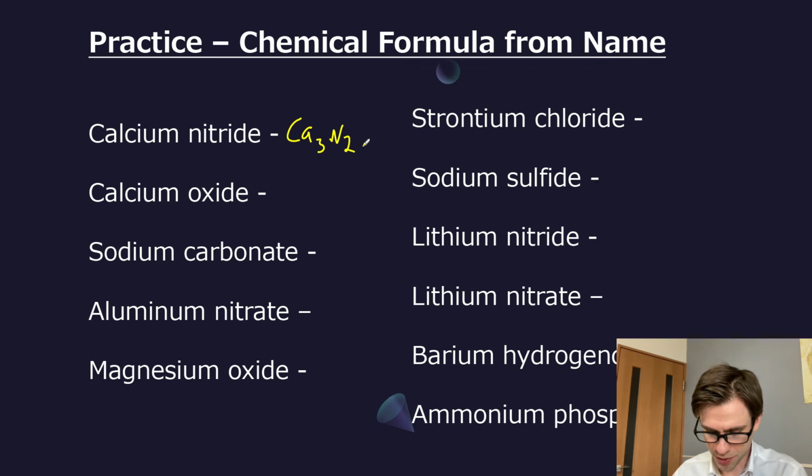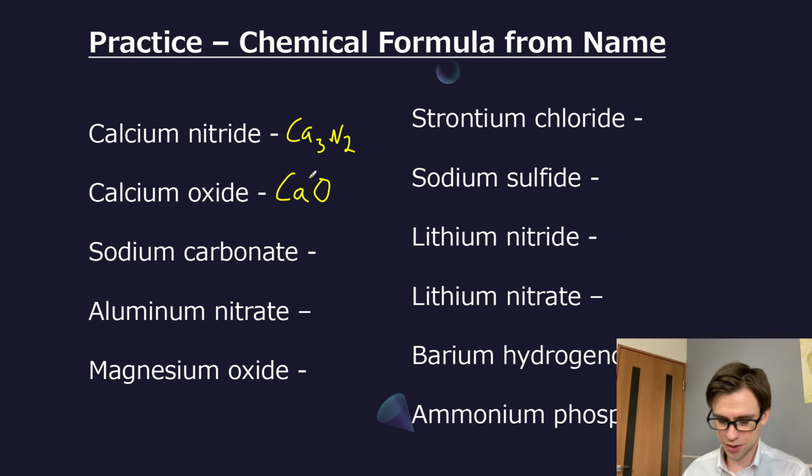Okay, calcium oxide, much easier. Calcium goes 2 plus, oxygen goes 2 minus. So we can just write one of each here. Calcium oxide is just CaO. Sodium carbonate. So you've got to remember carbonate. What's the charge on that? Hopefully it comes to you. It is 2 minus. That means we're going to need 2 sodiums, Na2CO3. Sodium carbonate has 2 sodiums to balance the minus 2 charge on CO3, 2 minus.